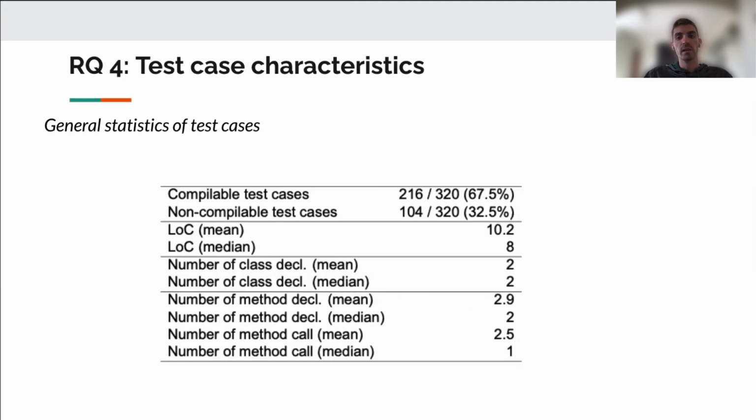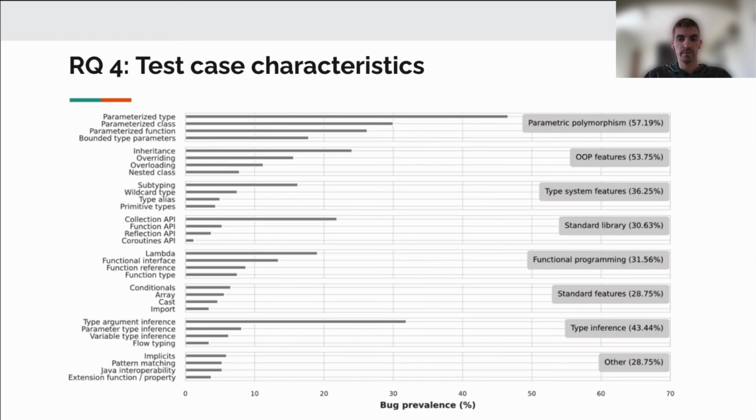Let's move on to our final research question. What are the main characteristics of the bug-revealing test cases? This table displays some general statistics of bug-revealing test cases for typing-related bugs. Most importantly, the test cases are small, with 10 lines of code on average. Furthermore, one-third of typing-related bugs occur when compiling invalid code. This is an important observation because, in addition to using valid test cases, identifying typing-related bugs requires passing non-compilable programs as input to the compiler under test.